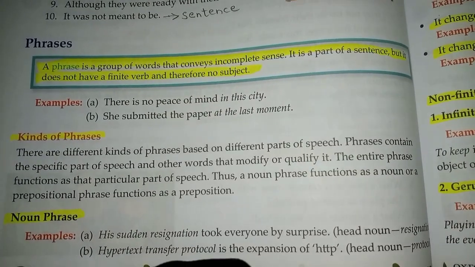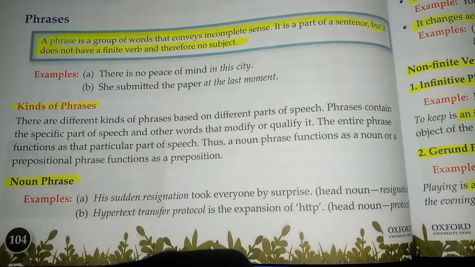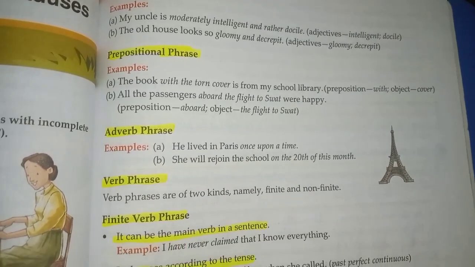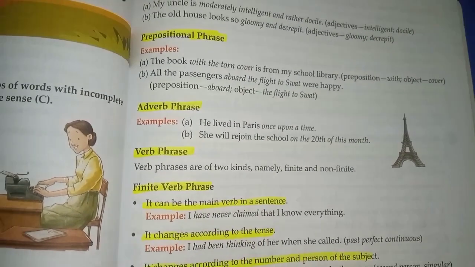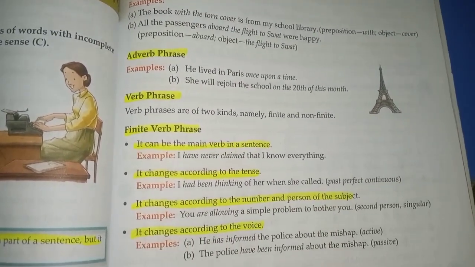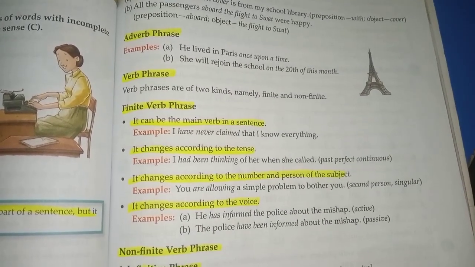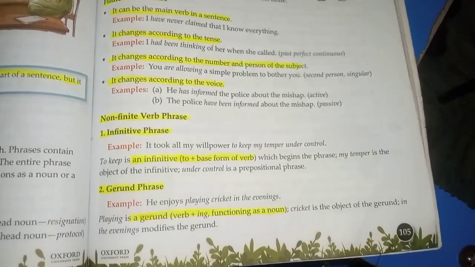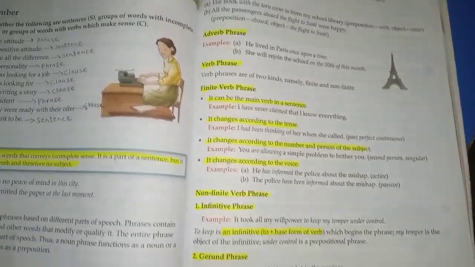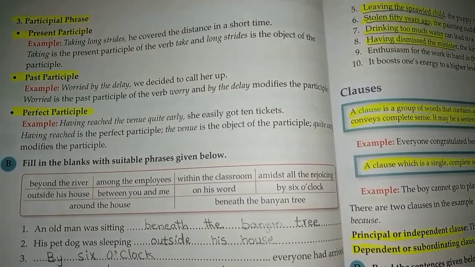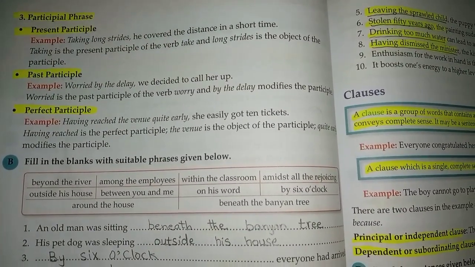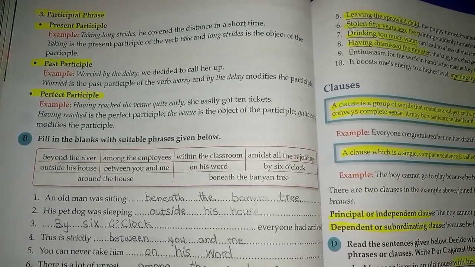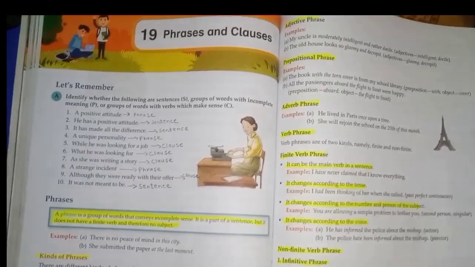There are several kinds of phrases in English. First, noun phrase, adjective phrase, prepositional phrase, adverb phrase, and verb phrase. In verb phrase, there are finite and non-finite verb phrases. In non-finite verb phrase, there are infinitive phrase, gerund phrase, and participle phrase. In participle phrase, we discuss present participle, past participle, and perfect participle. So let us discuss all these types one by one.